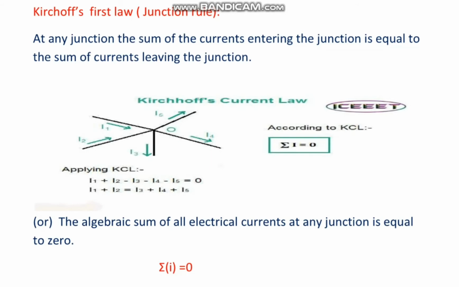Or we can write another definition of the first law: the algebraic sum of all electrical currents at any junction is equal to 0. Simply we can write summation I is equal to 0.